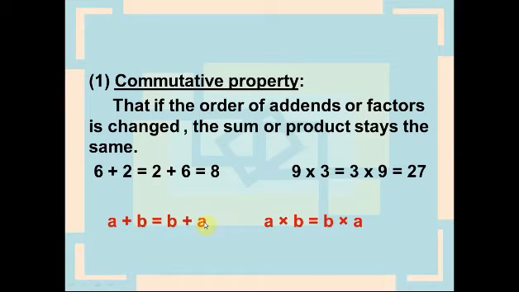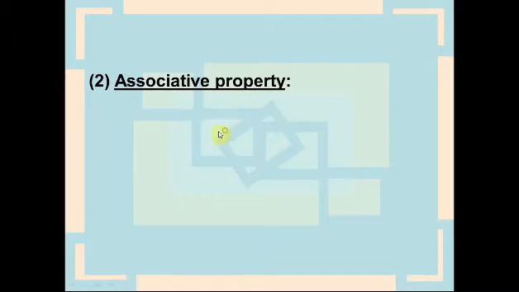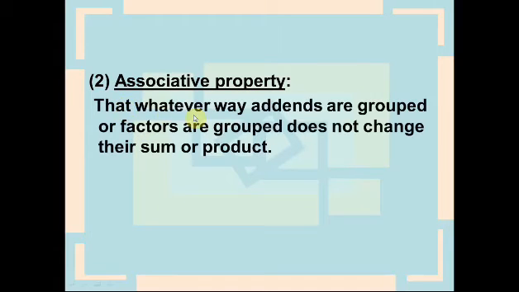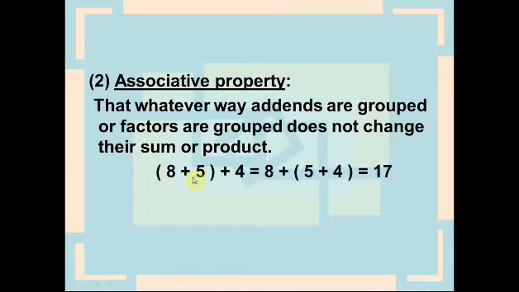A plus B is the same as B plus A, and A multiply B is the same as B multiply A. The second property, associative property. That whatever way addends are grouped or factors are grouped doesn't change their sum or product. For example, 8 plus 5, all plus 4, is the same as if we add 8 plus the sum of 5 and 4, the result will be 17.